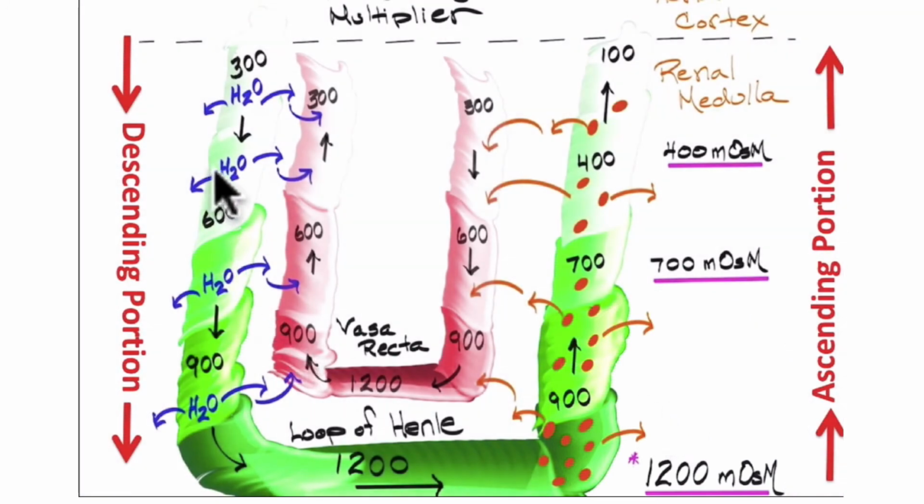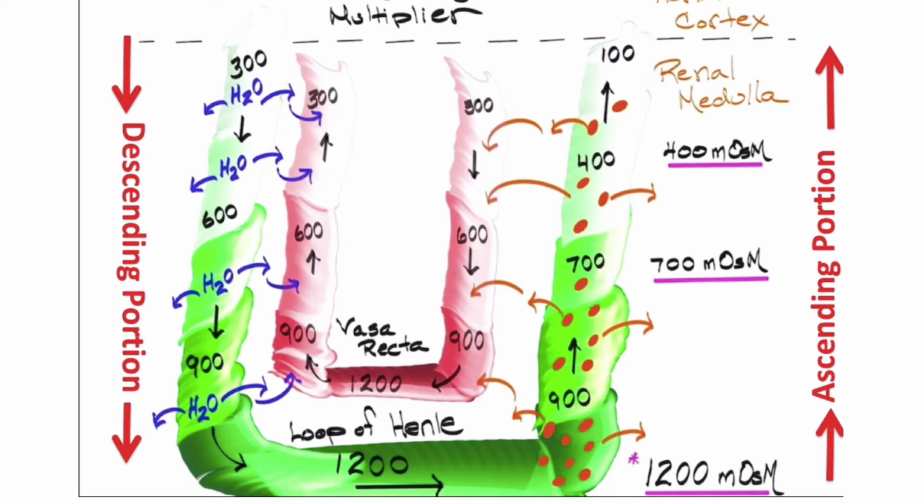As we notice in the top left again, we see the number 300, then down to 600, and to 900. Those are representing the osmolarity of the filtrate. The osmolarity of the filtrate entering the loop of Henle is about 300 milliosmoles, which is isoosmotic with filtrate that's created in the renal corpuscle, certainly also isoosmotic with blood plasma.